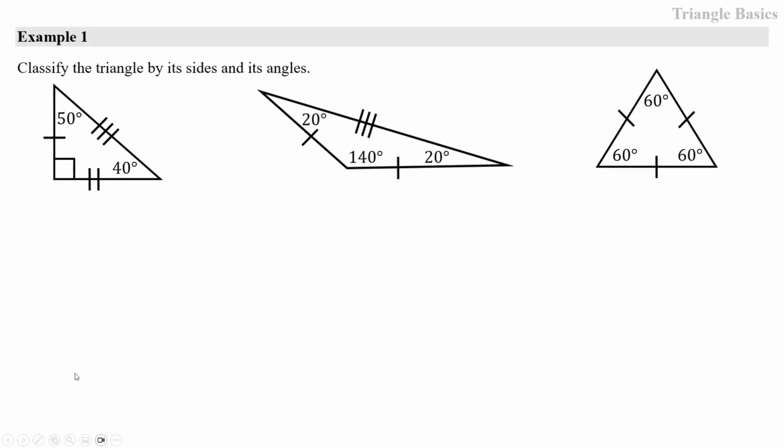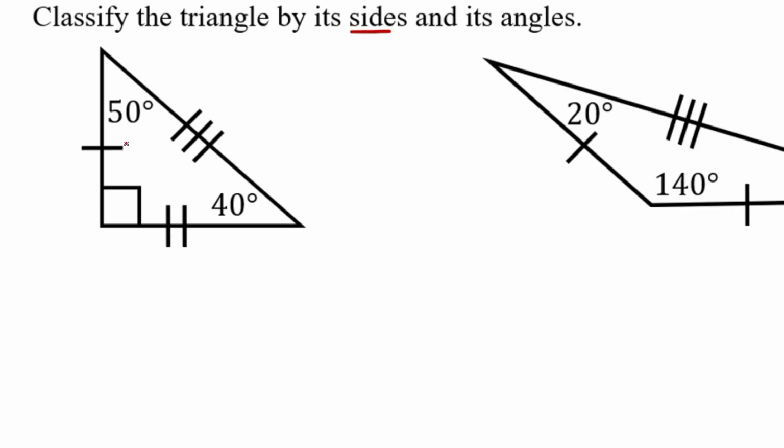Alright, so now let's practice classifying or naming triangles by their sides and their angles. If we look at the sides first, notice that all these sides are different because it has 1 mark, 2 marks, and 3 marks. So when no sides are equal, we're going to call it scalene.